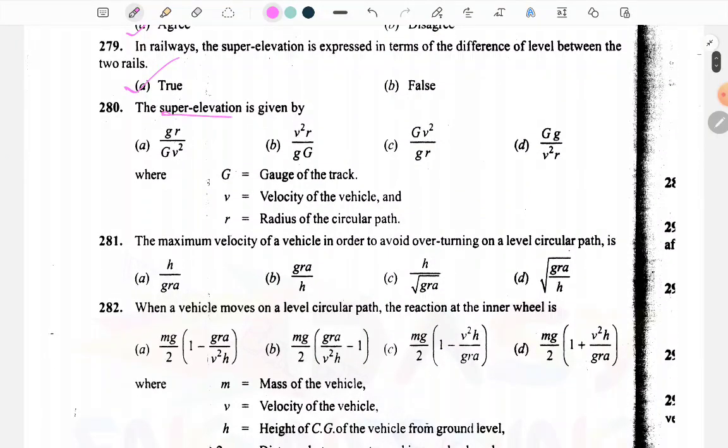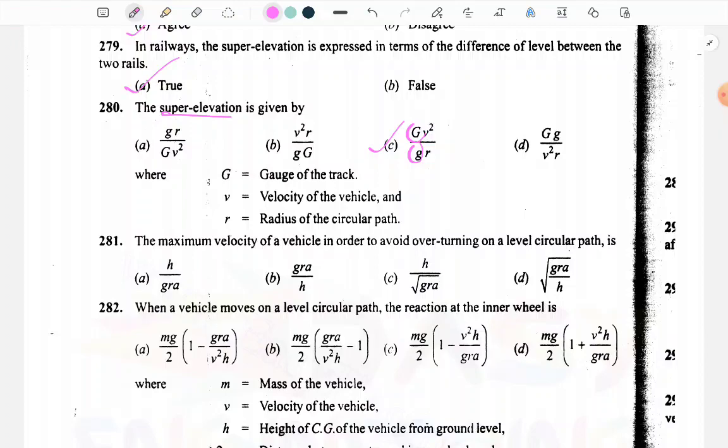Super elevation is given by G into V square by g into R, so this is 280 is C. So what you have to remember, how you remember super elevation: capital G, same below small g. Okay.